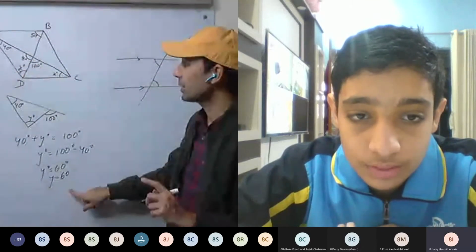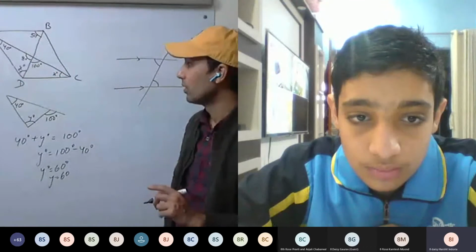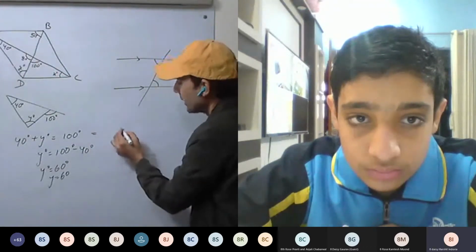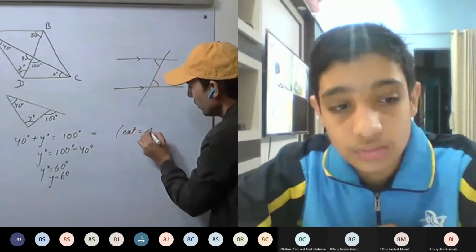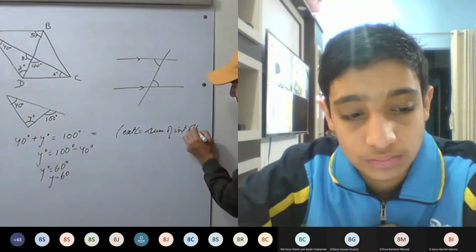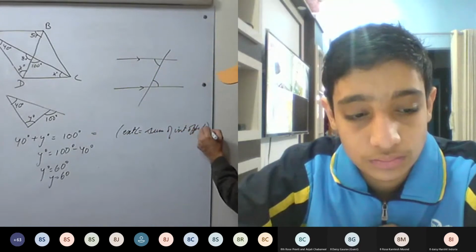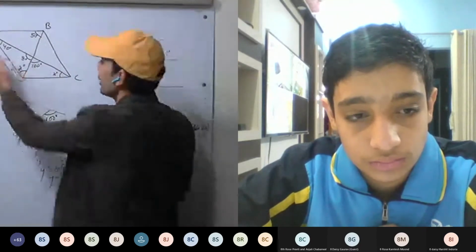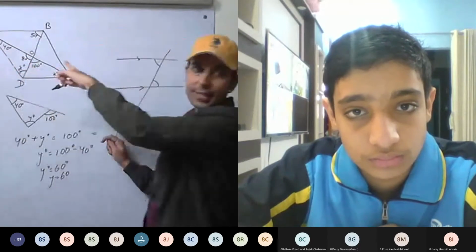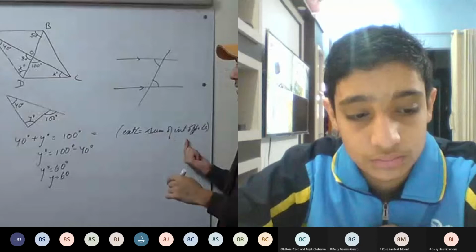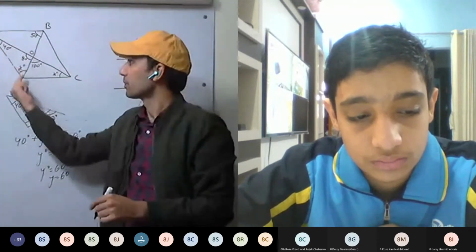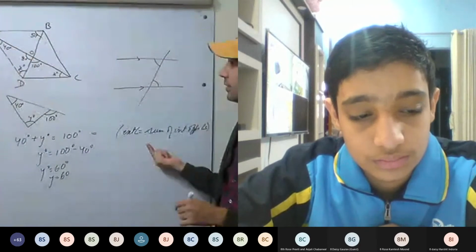Sir, what is the reason that 40 plus Y degrees equals 100 degrees? Exterior angle equals sum of interior opposite angles. See here, we can mark here O. AOD is a triangle. 100 degrees is the exterior angle. So we can write exterior angle equals sum of interior opposite angles in a triangle. This is fine.